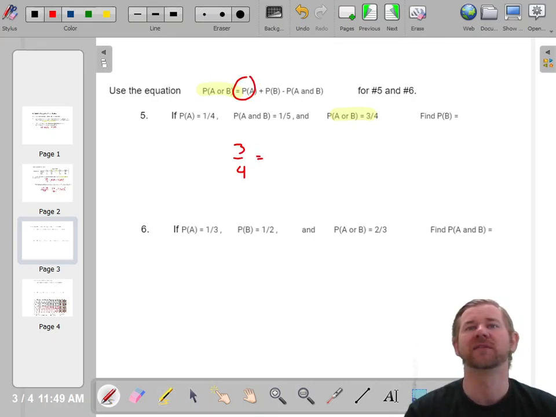Do I know the probability of A? Yes, 1/4. Plus, do I know the probability of B? No, that's my unknown, so I'll just call that X. Minus the overlap, A and B, is 1/5.